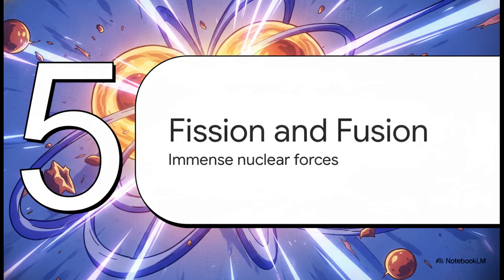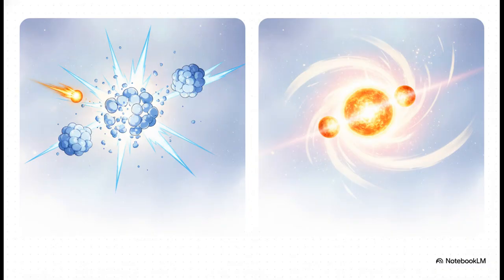All right, final stop, section 5, nuclear fission and fusion. Time to look at some seriously immense forces hidden right in the center of the atom. We're leaving the chemical bonds of the outer shells behind and diving back into the nucleus, because the forces holding that tiny core together are frankly mind-boggling. Look at how these 2 opposing nuclear forces operate.